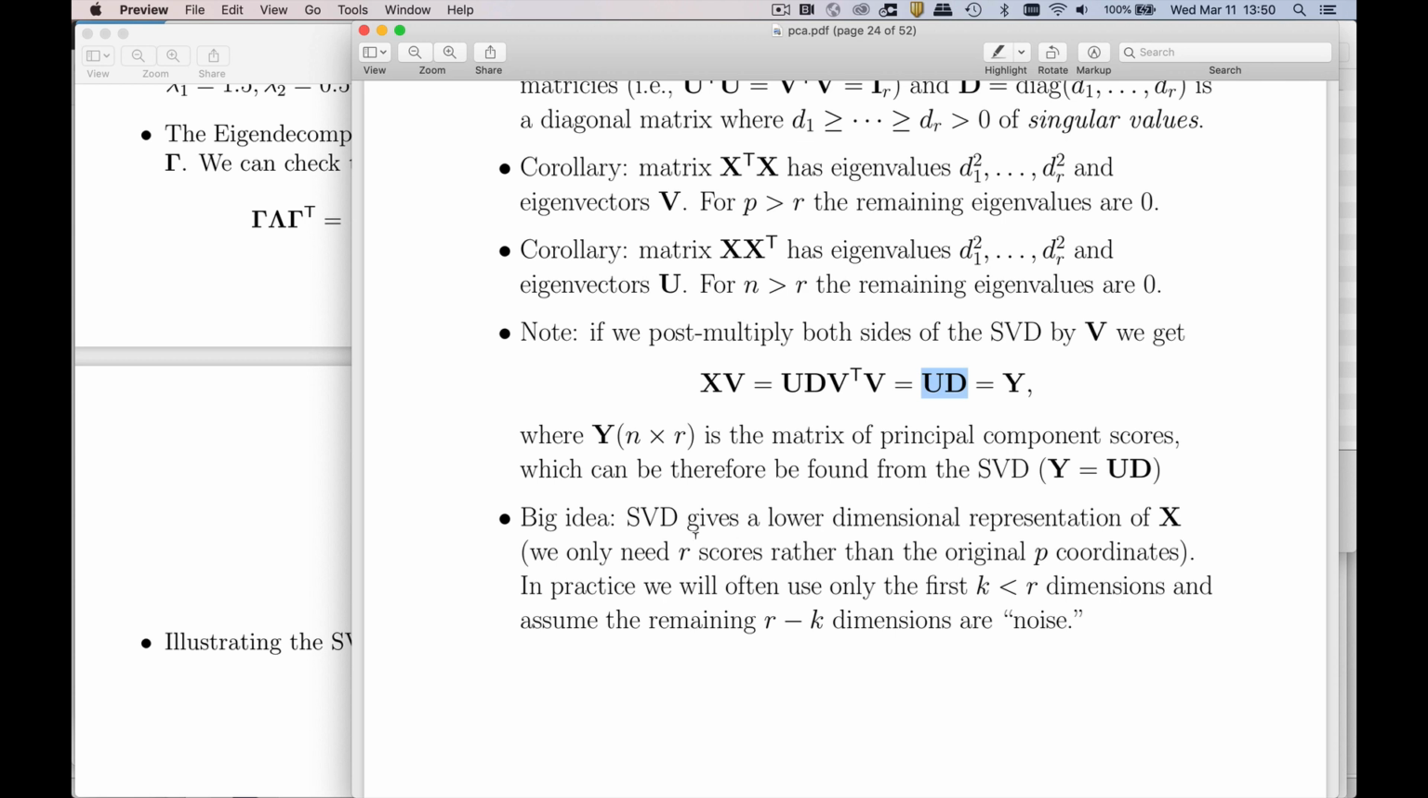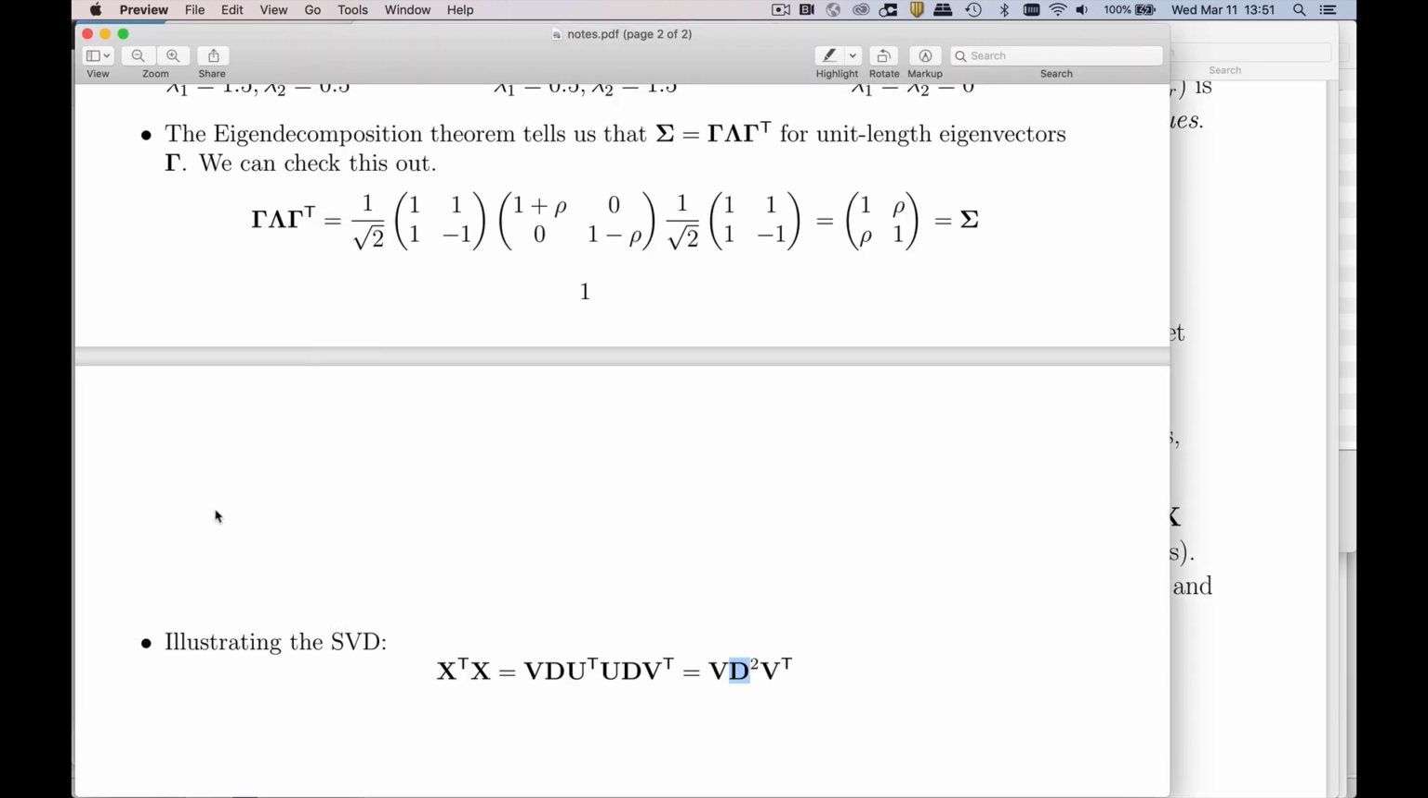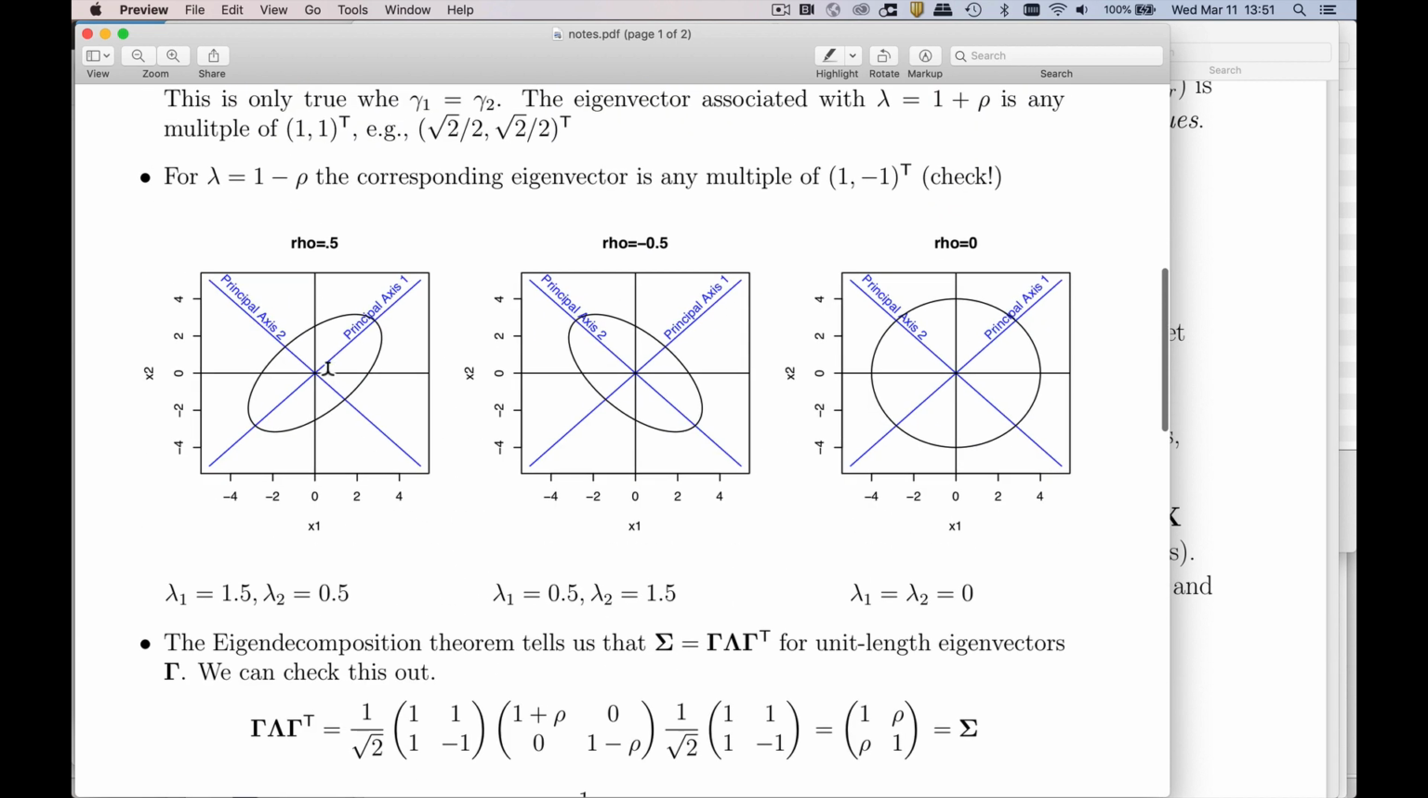All right, so don't lose track of the big idea. The big idea here is that both the eigenvalues and the eigen decomposition in the SVD are helping us find a lower dimensional representation of our X's, and it's optimal in the sense that we lose as little information as possible when we go to that lower dimensional representation. So if we wanted to go down to one dimension here, the best one would be to choose this direction, because we could capture as much variance as possible.